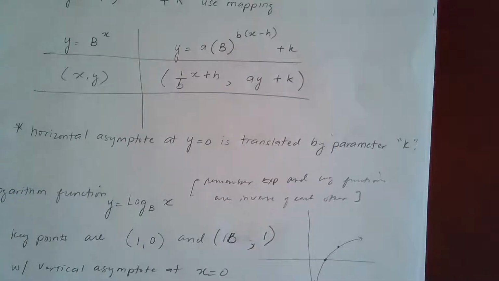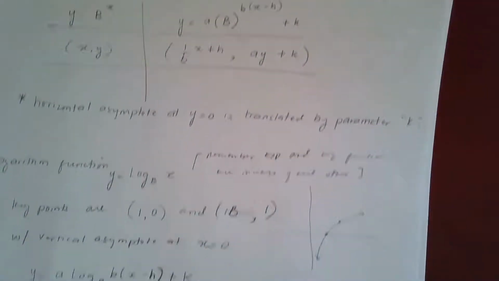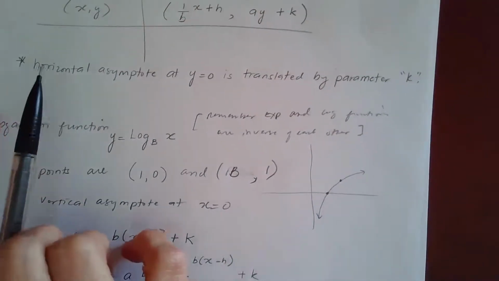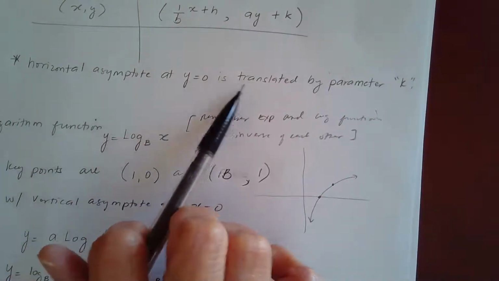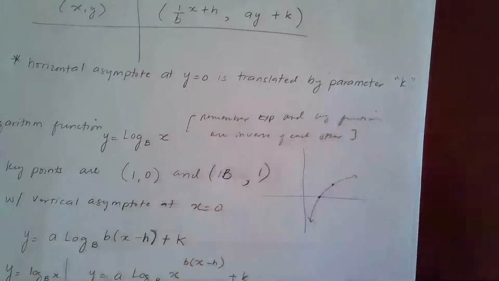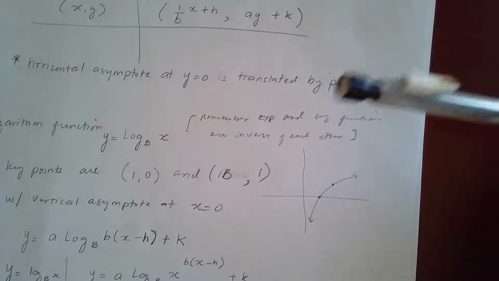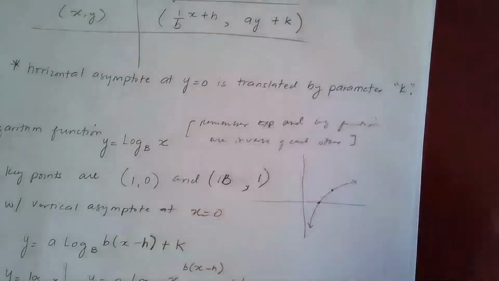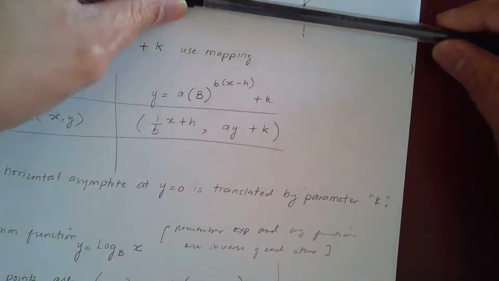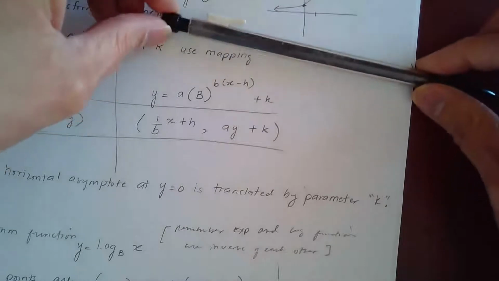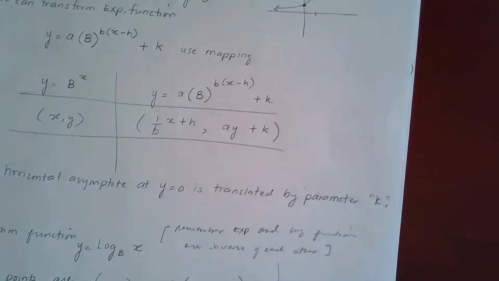It says here that the horizontal asymptote at y equals 0 is translated by the parameter k. In this particular case, the vertical translation by parameter k will move the horizontal asymptote up or down. So that's the summary of our exponential function.